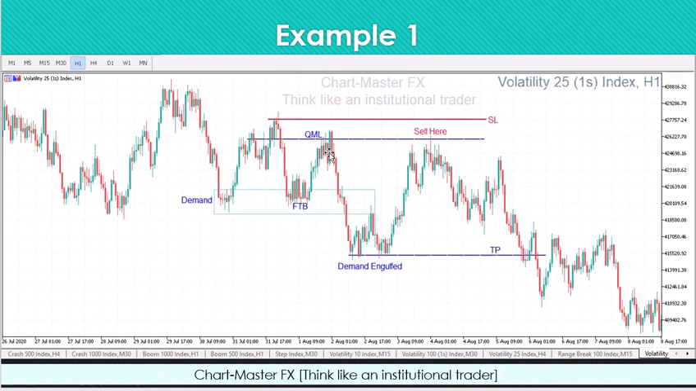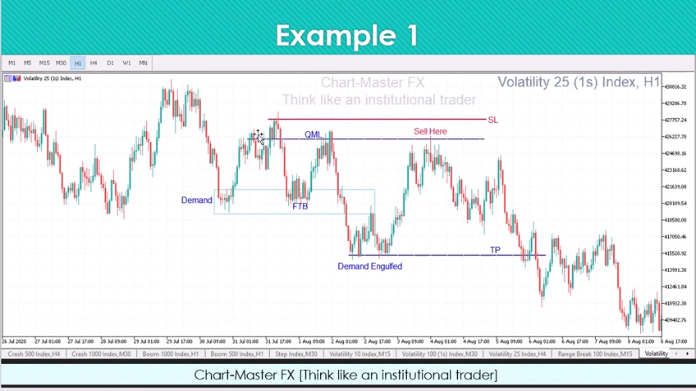So in this case, guys, as you can see, we had a Quasimodo level here. It's just slight, but you can see that the price pushed up here. It came and created a low here and created a higher high. Then it came back and engulfed this low. So this becomes a Quasimodo.